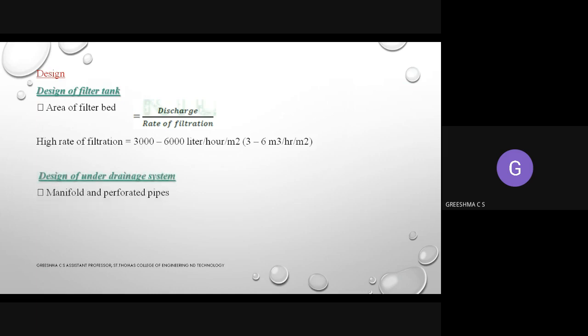Coming to the design criteria of the rapid sand filters. First, the filter tank. The area of the filter bed is taken as discharge divided by rate of filtration. The filtration rate is taken as 3000 to 6000 liters per hour per meter square, and if you convert it to meter cube, 3 to 6 meter cube per hour per meter square.